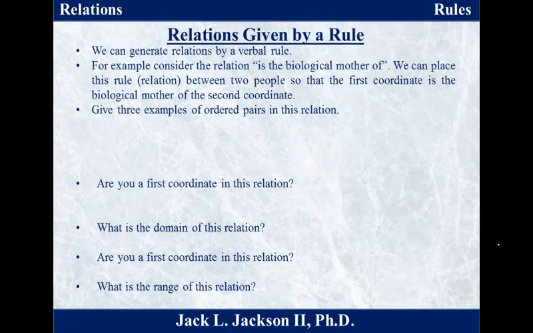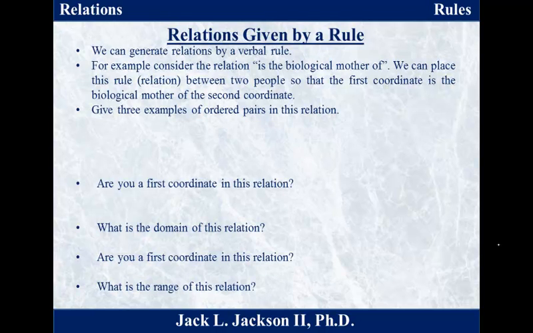Okay, another way we can think of a relation is by a rule. This would be a verbal way of doing it. The rule that we're going to have in quotes here is something you place between the first and second coordinates to make basically a sentence that makes sense. So, for example, the relation "is the biological mother of" is a relation that we can place between two people. The first coordinate goes before this, and the second one goes after it.